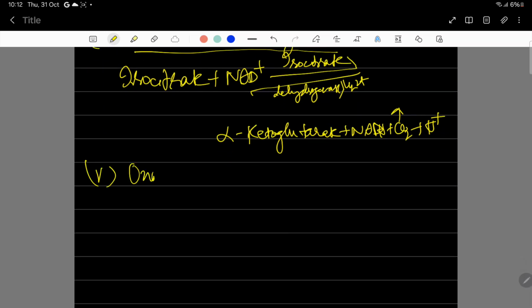Then is oxidative decarboxylation. So this is a two-stage process. In stage 1, coenzyme A reacts with alpha ketoglutarate, forming 4-carbon succinyl coenzyme A and releasing CO2 and a pair of hydrogen atoms. The reaction is catalyzed by alpha ketoglutarate dehydrogenase complex enzyme. The pair of hydrogen atoms pass 2 electrons and 1 H positive to NAD positive, forming NADH plus H positive.